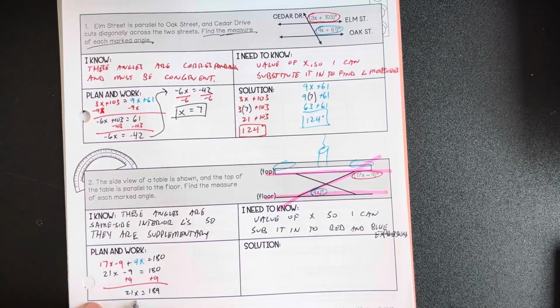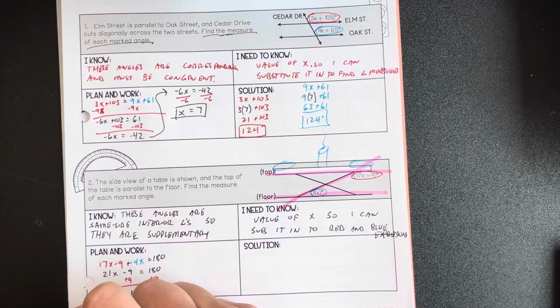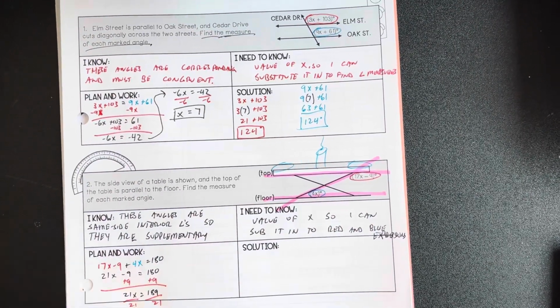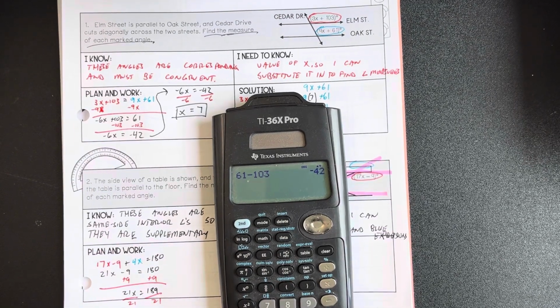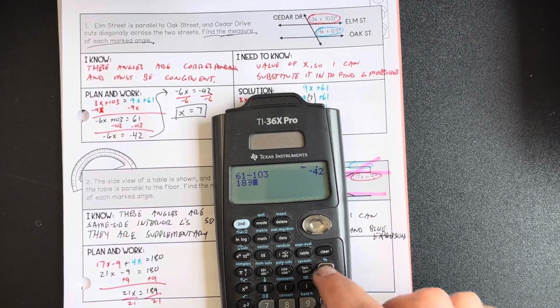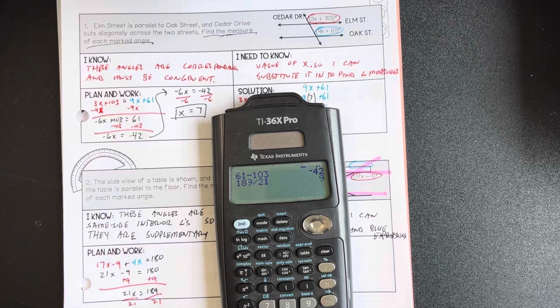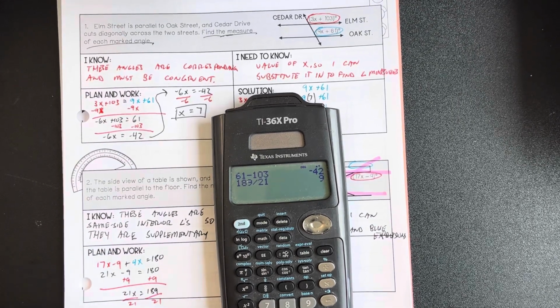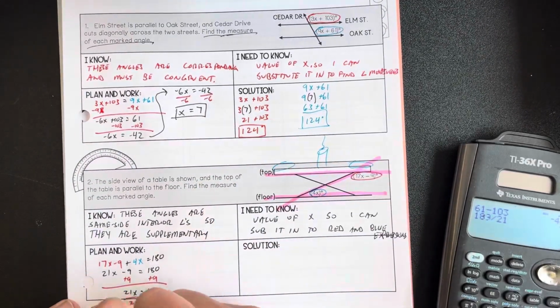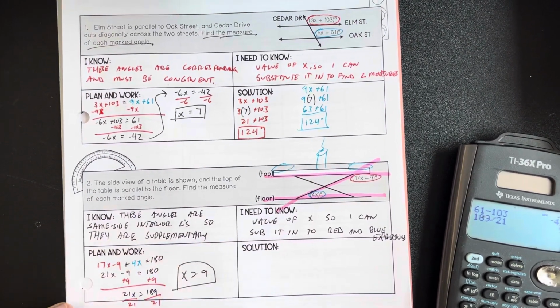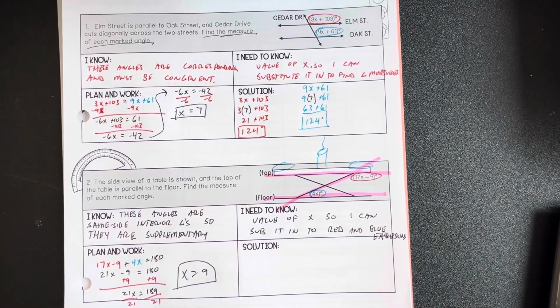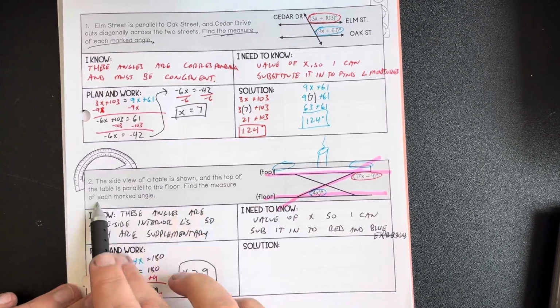I'm now noticing this is 21 times x, so let's divide both sides by 21. I don't know what 189 divided by 21 is, so let's ask our calculator friend, and we learned that it's 9. I'm really glad to see it's a whole number. This is good news. So x equals 9. Now, again, that is not the ultimate goal. We are not done. It says find the measure of each marked angle.